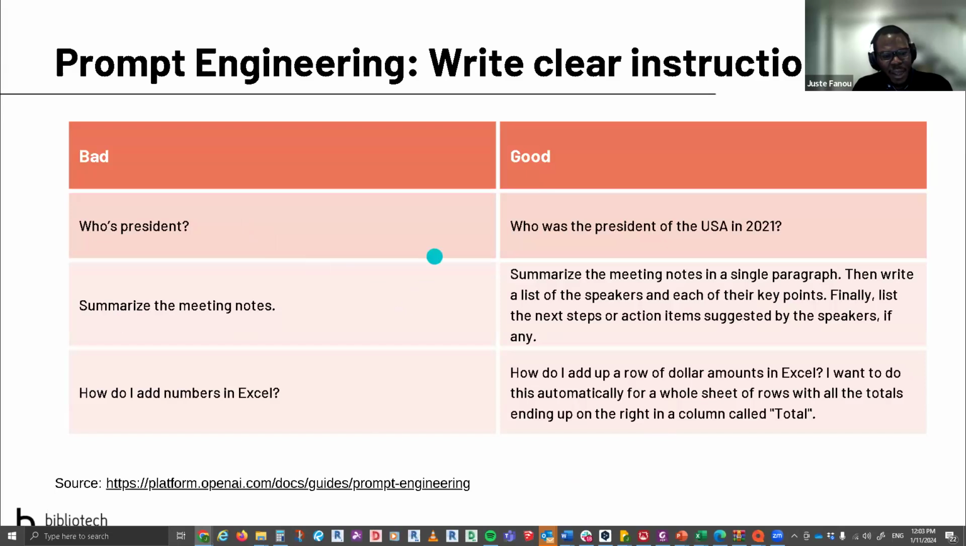Who's president? Instead of saying that, you say, who was the president of the US in 2021? Summarize the meeting notes. Instead of saying that, just do it in a single paragraph. So you're stating what your required output is, then do a list of speakers, so your instructions are very clear. How do I add numbers in Excel? Instead of saying that, say, how do I add up a row of dollar amounts in Excel, etc. So that gives the model more context and more specificity as to what it is that you're trying to do.